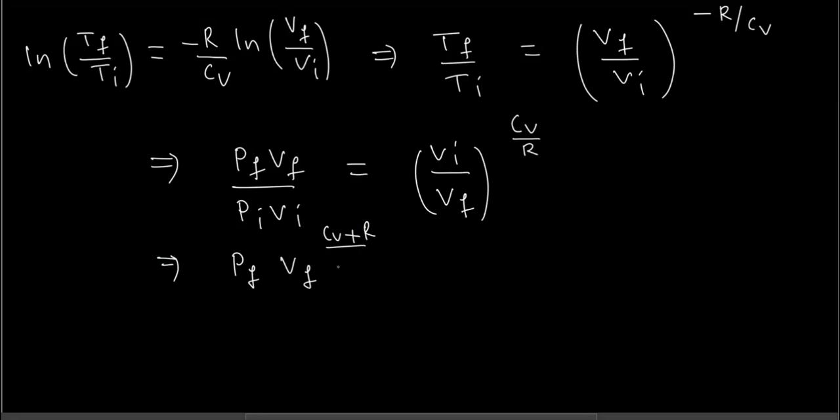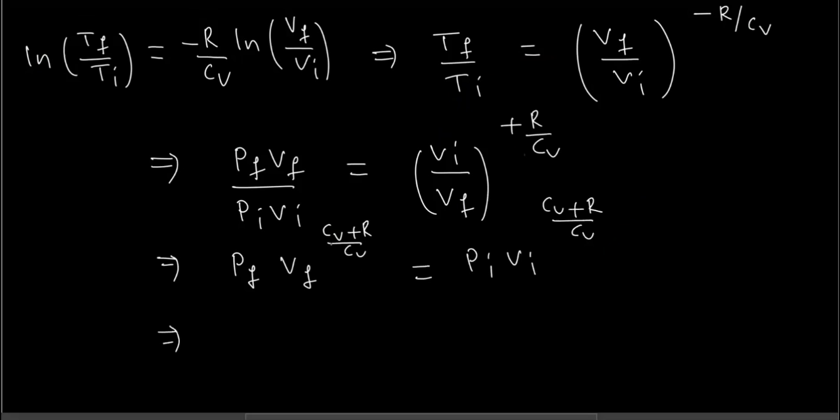Oh, no. What mistake might I be doing here mathematically? Can you see what I'm doing here? I have flipped this, so this only becomes plus. This will not become ulta. You understand? Okay. So here I will get Cv plus R by Cv, and on the right hand side, I have P initial into V initial raised to Cv plus R by Cv. Now if you look at it, this expression is Cp by Cv. So I have P final into V final raised to gamma is equal to P initial into V initial raised to gamma, which we normally write as PV raised to gamma is some constant.